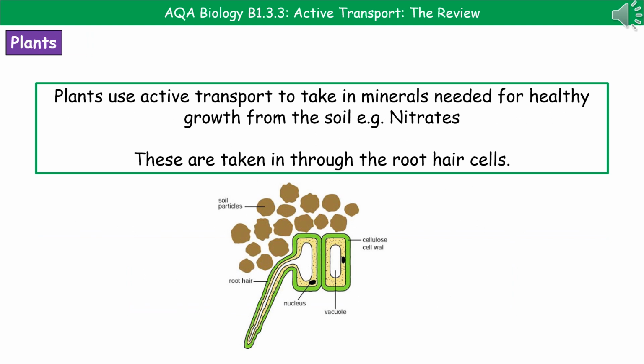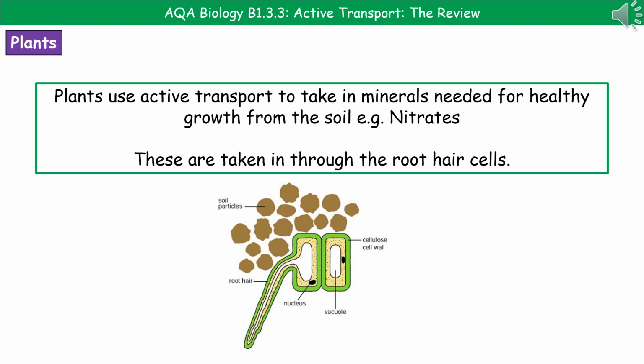If we then consider where we will see active transport taking place, if we think about plants first of all, then plants are going to be using active transport to take in minerals that they need for their healthy growth from the soil into the plant. A good example of this are things like nitrates. Now, in order to let this take place, our plants have got these specialized cells called root hair cells.